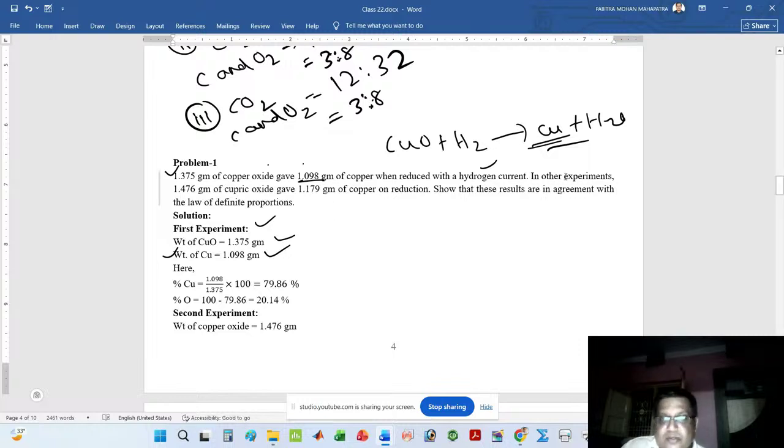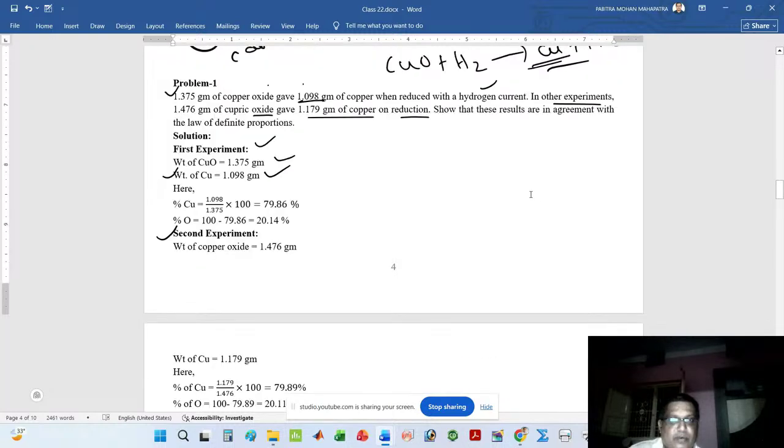In this problem a second experimental method is also given. Look at that. In the other experiment, 1.47 gram of copper oxide gave 1.179 gram of copper on reduction. That means for the second experiment I can write here, weight of copper oxide is 1.47 gram, and weight of copper is 1.179 gram.